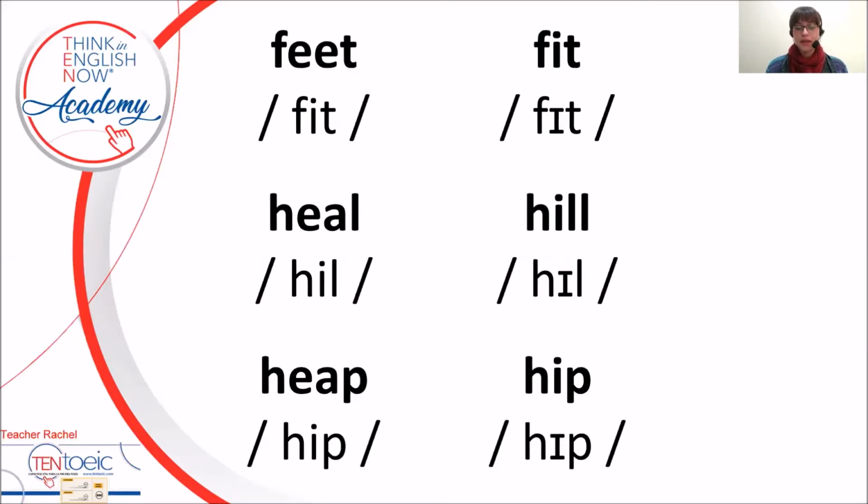Heap. Heap is when there's many things on top of each other, like a pile, and it's messy. For example, I have a heap of dirty clothes to wash. Hip. Hip is also a bone in our body. It is above our legs, where our pants go. So, for example, our legs right here is our hip.